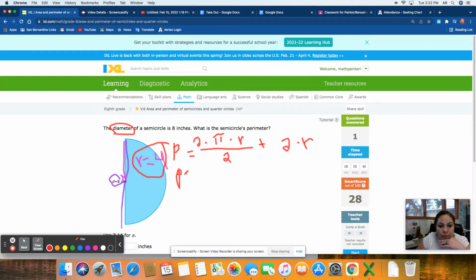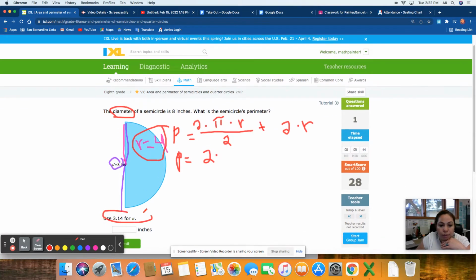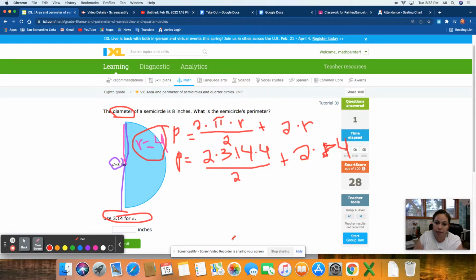So P equals 2 times 3.14, because that's our pi, 3.14 times r, which is 4, divided by 2, plus 2 times r. All right. Oh, r is 4, so I don't have to put the r, I have to put 4. See, I corrected my mistake.